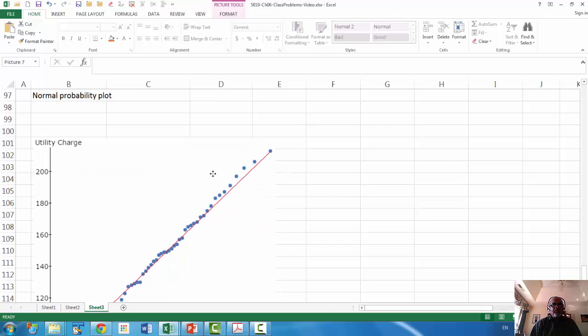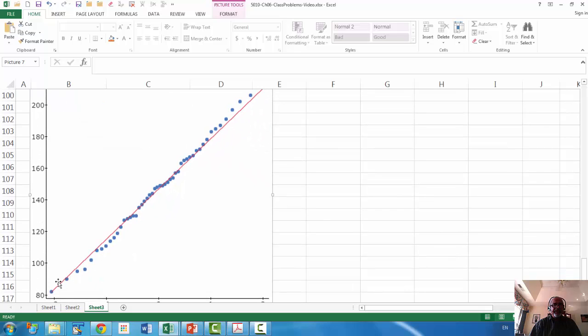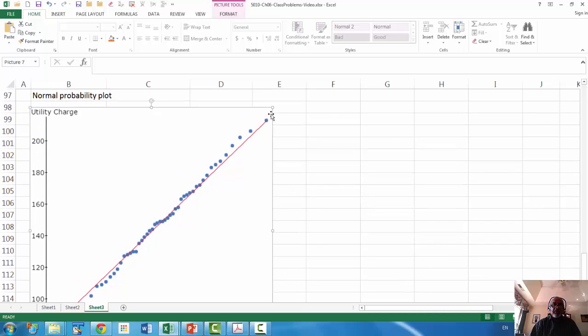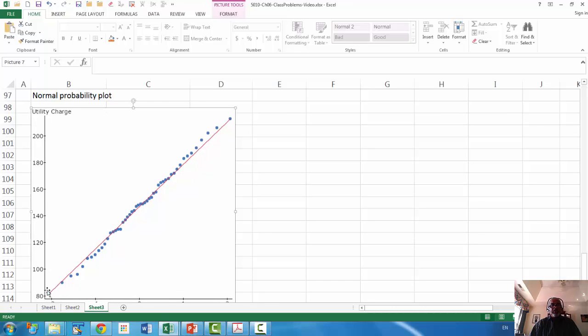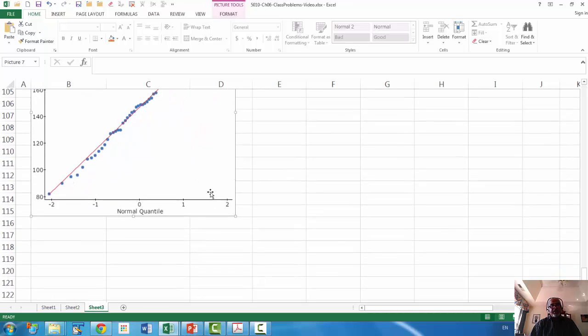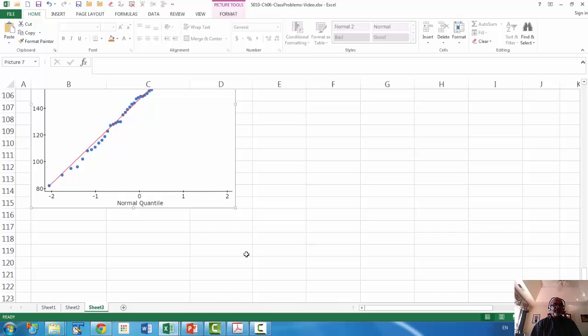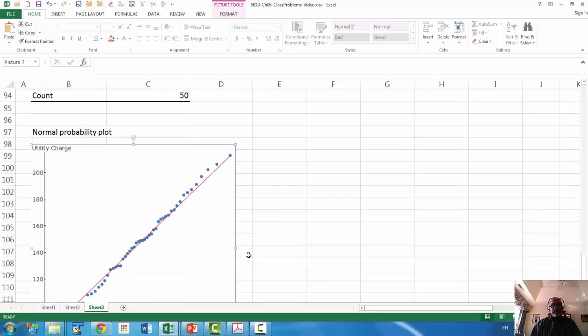Now once again we see that it is going up and down a little bit, but it's pretty close. It's very good actually. The points are very close to a straight line. So considering all this, we can conclude that normal probability assumption for the utility charges is a very solid one.